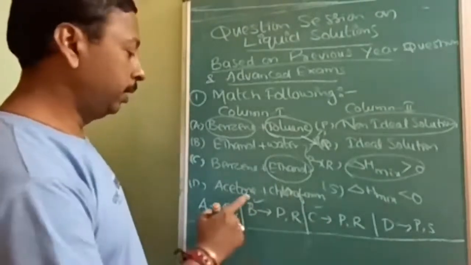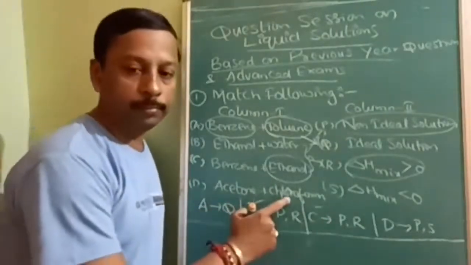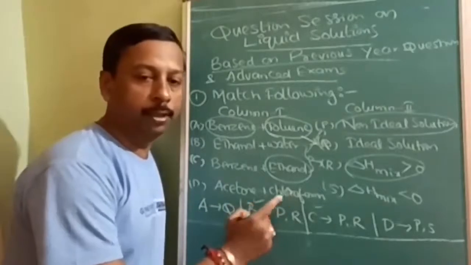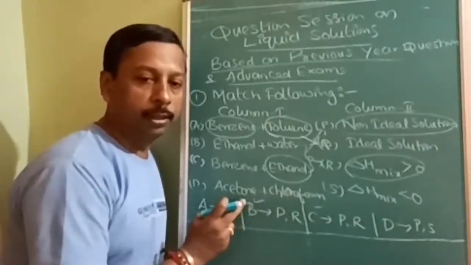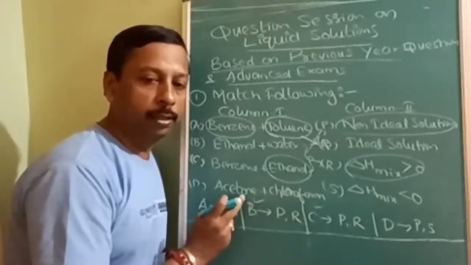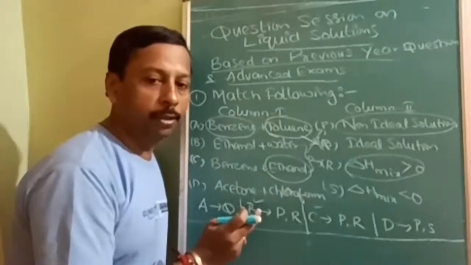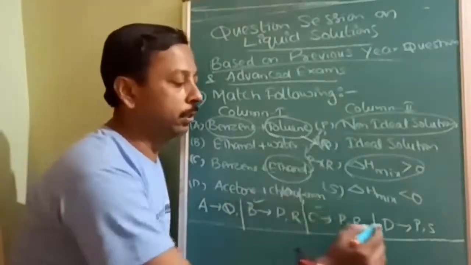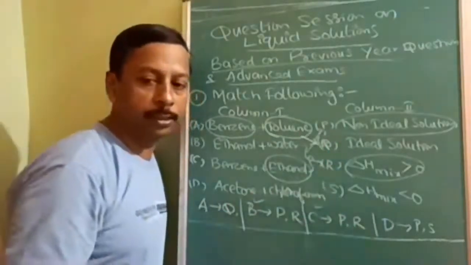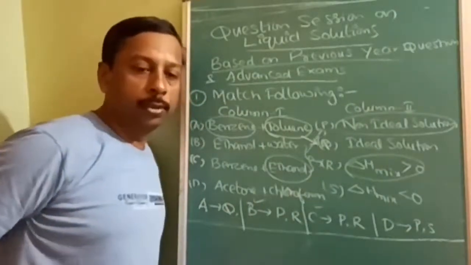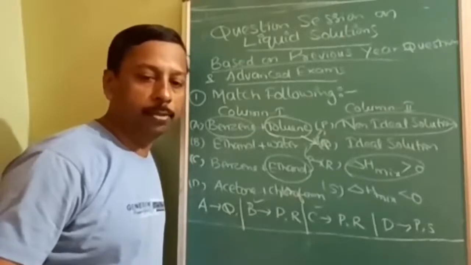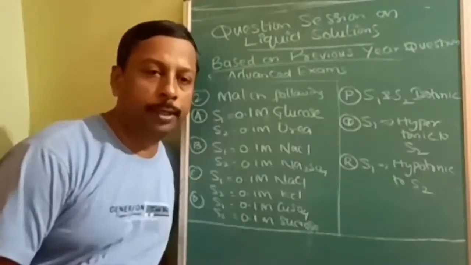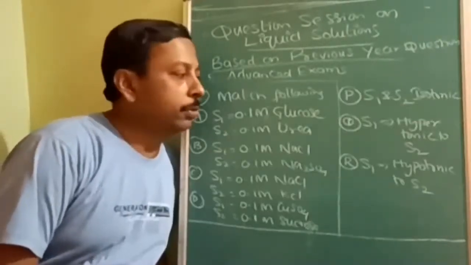But here, acetone and chloroform is a very, very important example. In chloroform, the hydrogen and the acetone oxygen will form intermolecular hydrogen bonding. Therefore, it will show negative deviation, and it is also non-ideal. That's why D's answer is P comma S. Is it understood? So A, Q; B, PR; C, PR; and D, PS. Note down these answers.